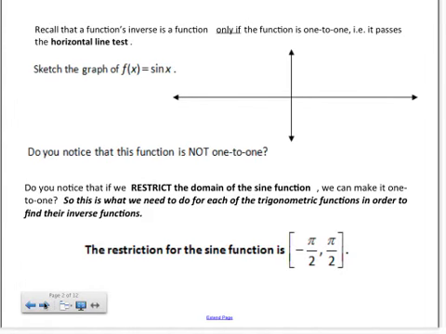A function's inverse is a function only if the function is 1-to-1. And remember, that was where we passed the horizontal line test and the vertical line test. If it's a function, it passes the vertical line test, and if it's 1-to-1, it passes the horizontal line test too.